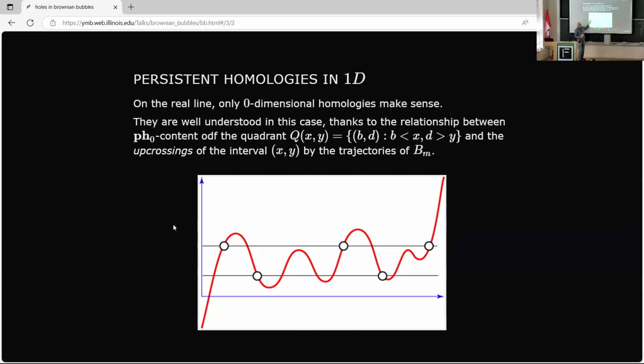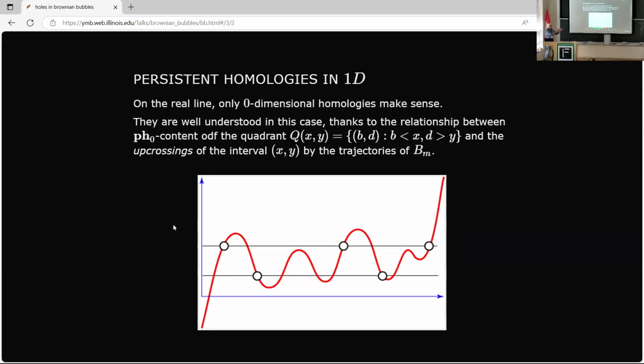You wait until you reach the level T, then you wait until you reach the lower level, and so on and so forth. Inspection of this picture tells you that the number of those components which started before S and survived up to T is just equal to the number of those upcrossings. So there is one component, a second component, and a third component. So the number of upcrossings is 3. Okay?